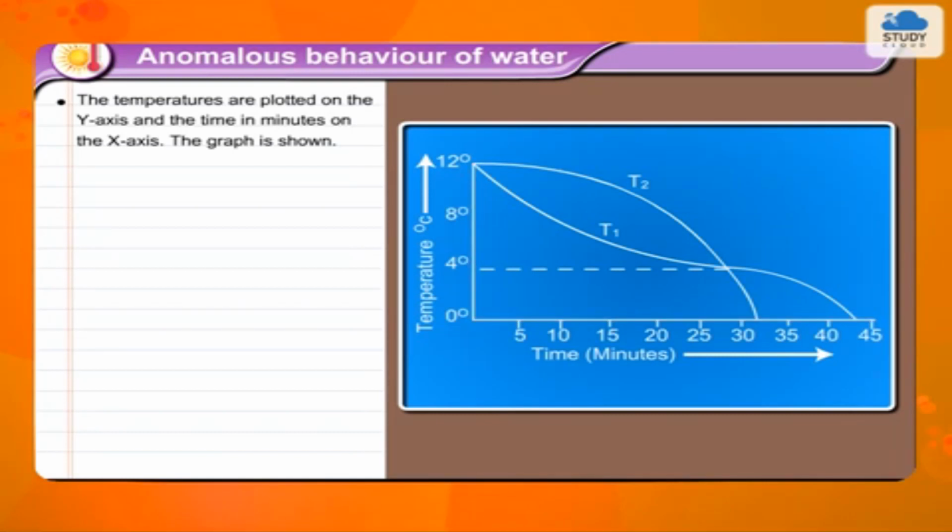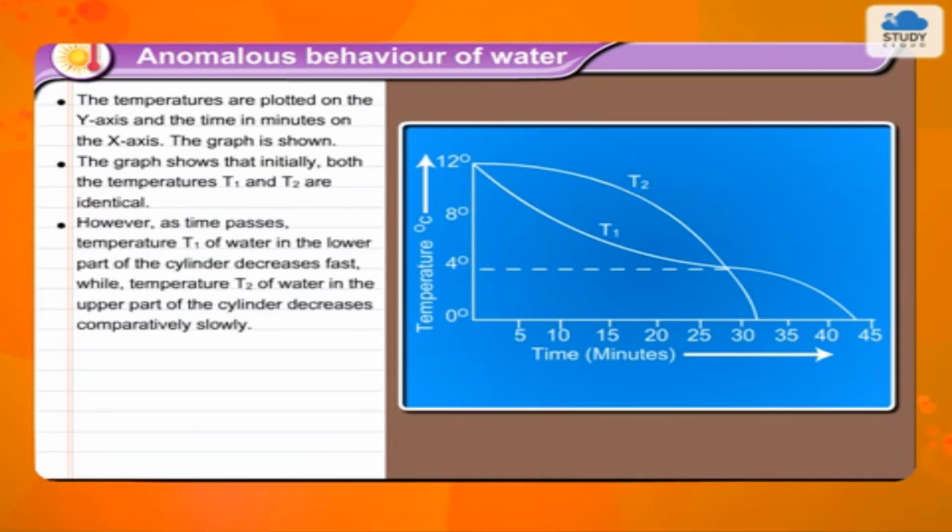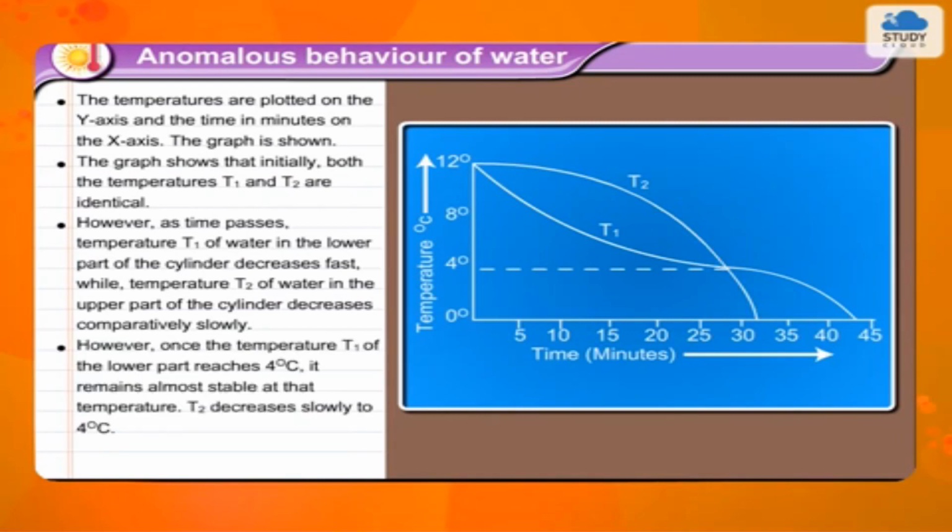The graph is shown. The graph shows that initially both the temperatures T1 and T2 are identical. However, as time passes, temperature T1 of water in the lower part of the cylinder decreases fast, while temperature T2 of water in the upper part of the cylinder decreases comparatively slowly. However, once the temperature T1 of the lower part reaches 4 degrees Celsius, it remains almost stable at that temperature.